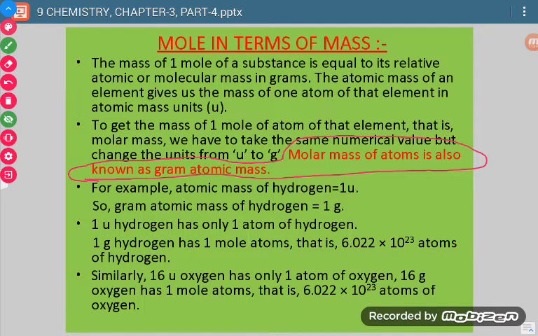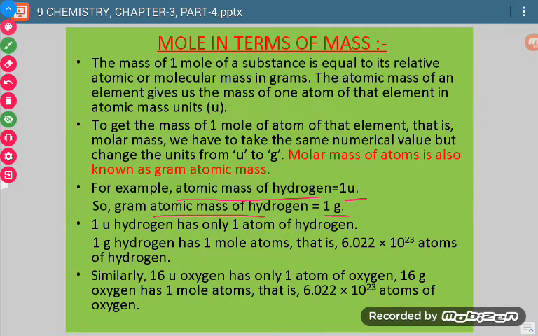Just like for hydrogen, atomic mass is 1 U and gram atomic mass is 1 gram. Now see, what is the difference of this unit? This is what you have to understand. If I am writing that atomic mass of hydrogen is equal to 1 U and gram atomic mass of hydrogen is 1 gram, then what is the meaning in terms of number?